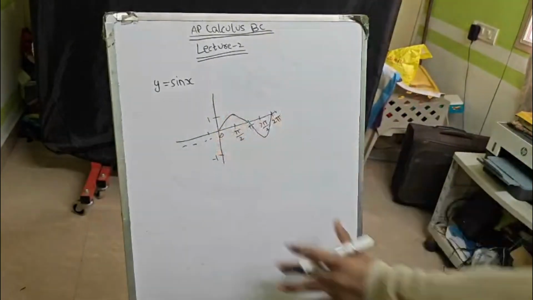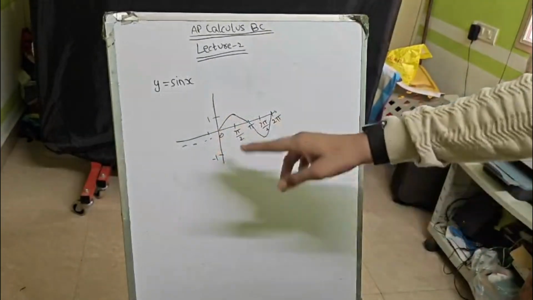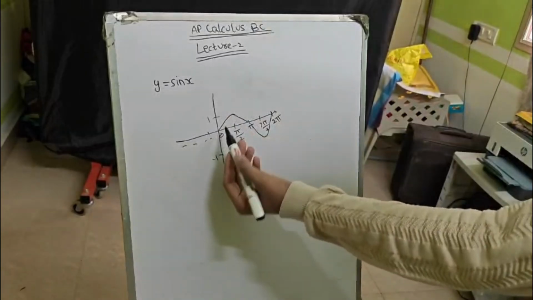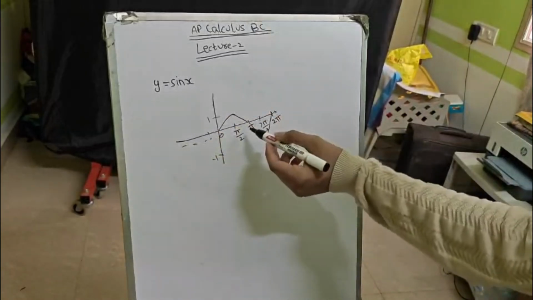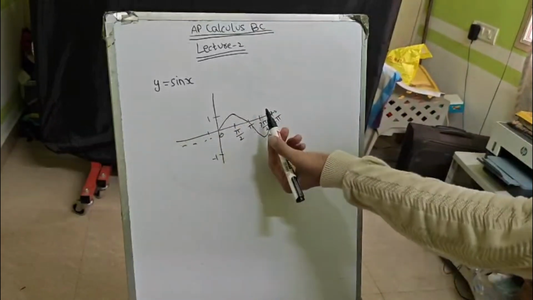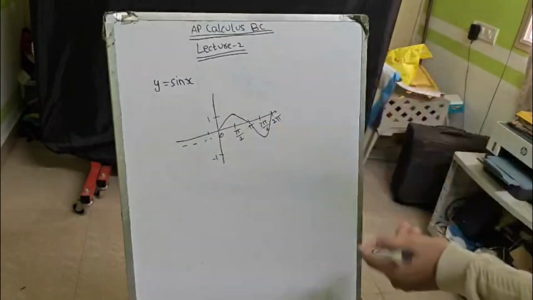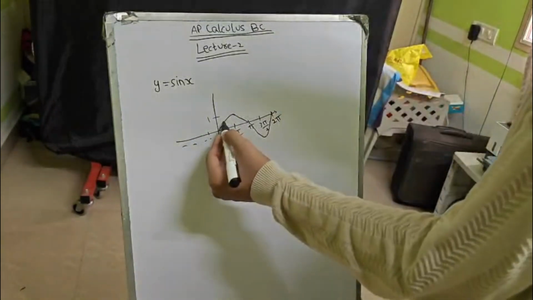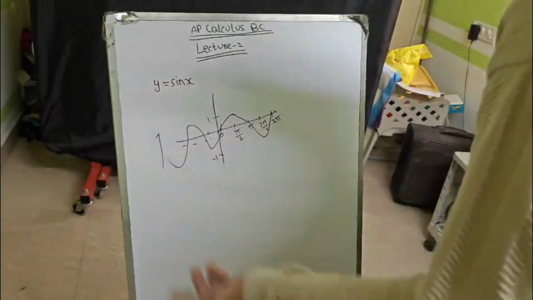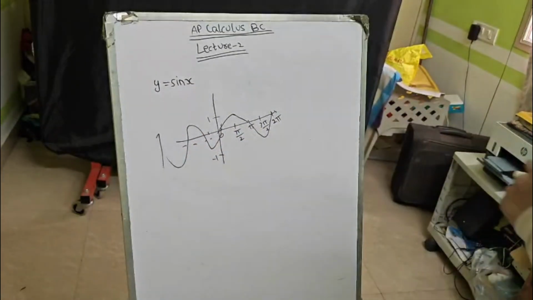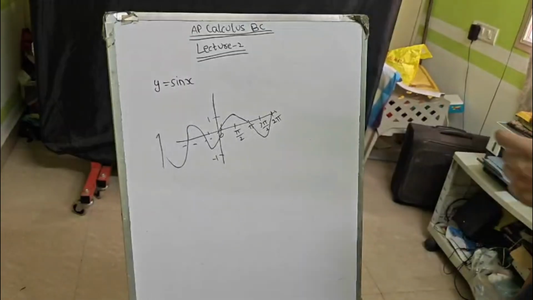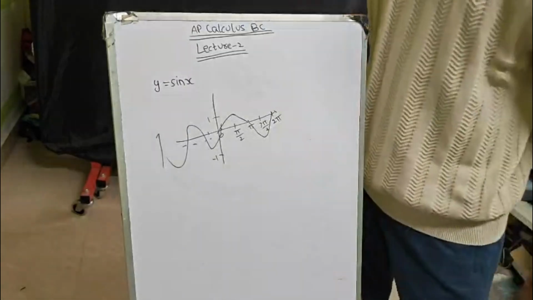Well, it's not drawn to scale, but I guess you can understand what I did. So at pi by 2 it's 1, at 0 it's 0, at pi it's 0, and once again at 2 pi it's 0. And at 3 pi by 2 it's minus 1. You can just mirror the same thing like this, okay? So when they give y equals sine x, you're able to graph it.